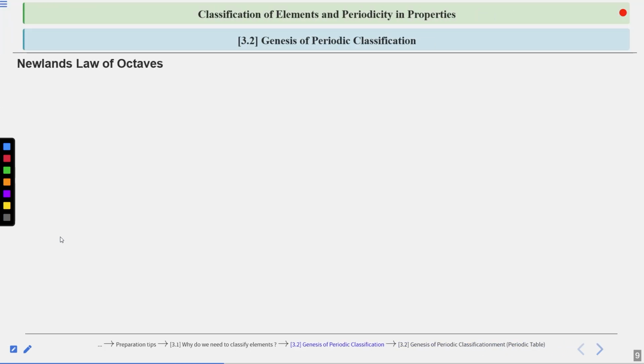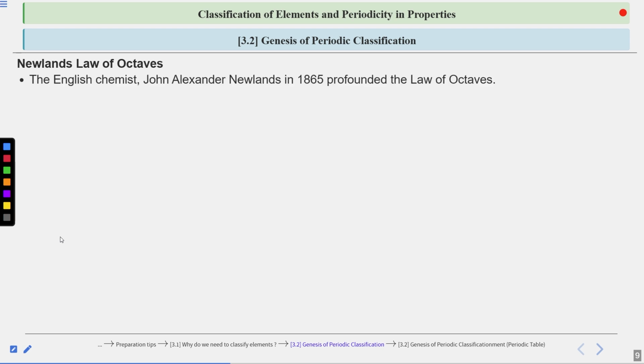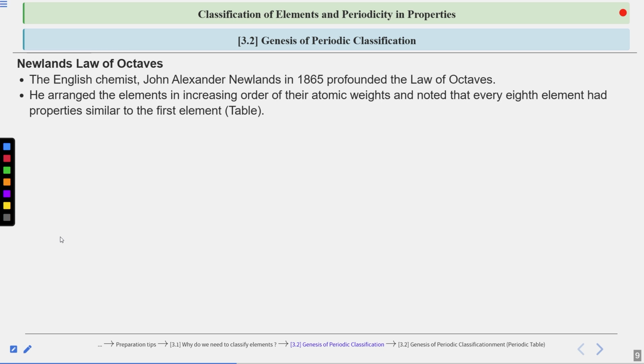Now, let us move to the second attempt, made by Newlands. The English chemist John Alexander Newlands, in 1865, founded the law of octaves. In this process, he took the elements and arranged them in the order of increasing atomic weight. But he observed that after every eighth element, the eighth element has the property of the first one.